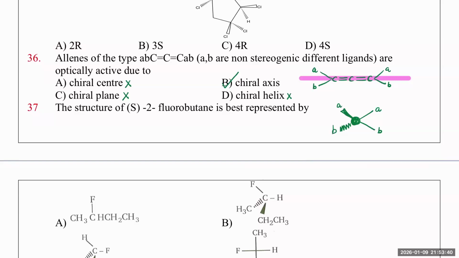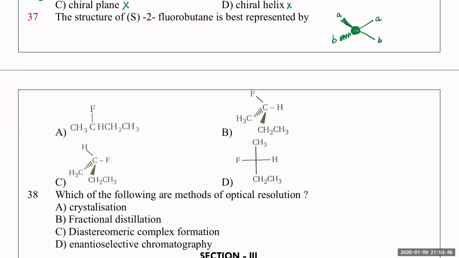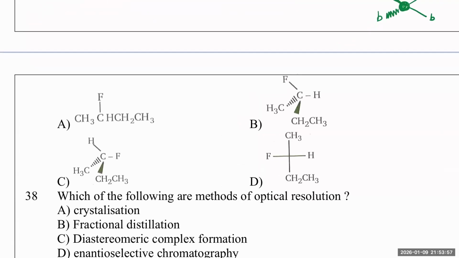So it is because of that chiral axis we will show that it is optically active. Next, question 37. Structure of S-2-fluorobutane. So we need to check whether there is S configuration or not. If I give you this kind of structure, can I say it is S configuration or R configuration?